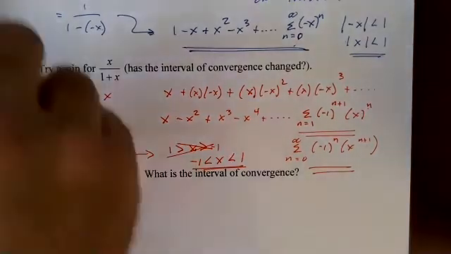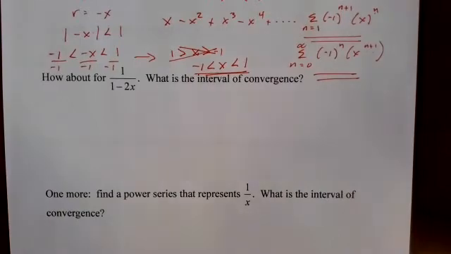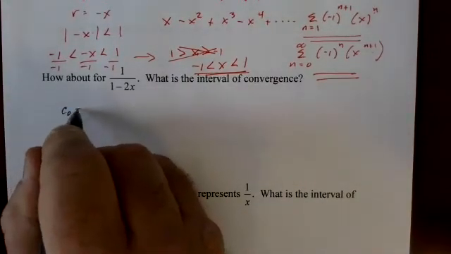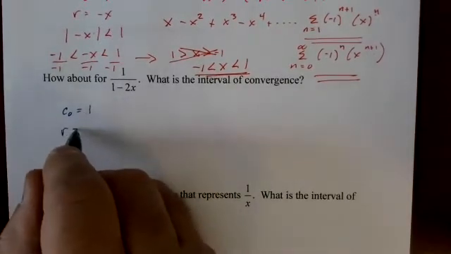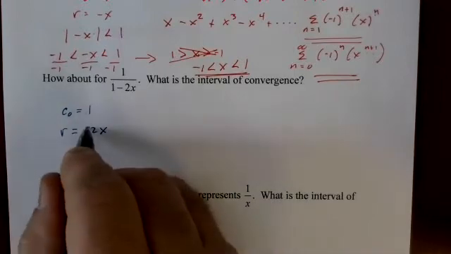This is where people say, I've had it, I quit. Don't. We're going to get there. We're going to practice like crazy, and we're going to get there. Here, I think I'll call it C naught this time, is 1. And our value is negative 2x. No, it isn't. It's positive 2x.